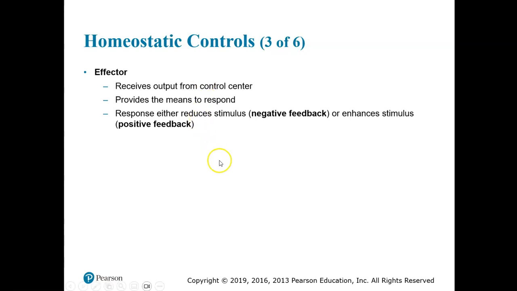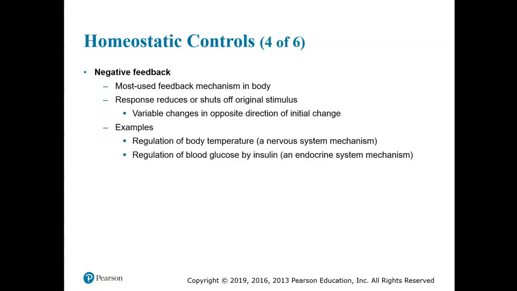And the response is either going to reduce the stimulus, that is called negative feedback, and most homeostatic controls are regulated by negative feedback mechanisms. But there are some that enhance the stimulus, and that would be a positive feedback mechanism. So let's talk about negative feedback because it is the most used feedback mechanism. Negative feedback is going to reduce or shut off the original stimulus. In other words, make the change go in the opposite direction.